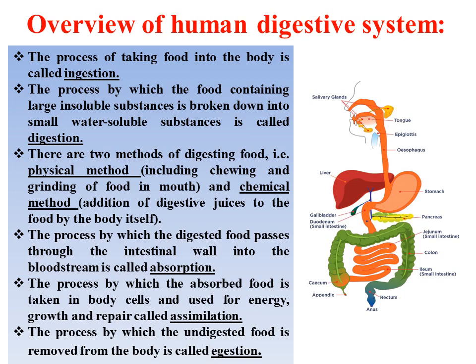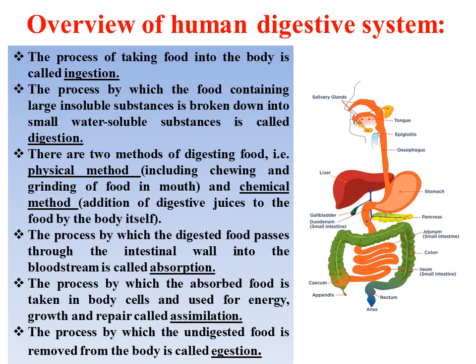Actually, the overview of the human digestive system comes under nutrition, which comprises the main points. First is ingestion, second is digestion, third is absorption, fourth is assimilation, fifth is egestion. So let's look at this. As I have mentioned, the process of taking food into the body is called ingestion. So after ingesting the food, how is the food utilized by our body? That is in the overview of the human digestive system.